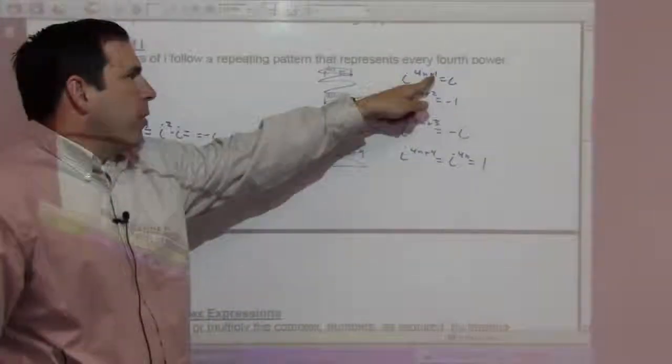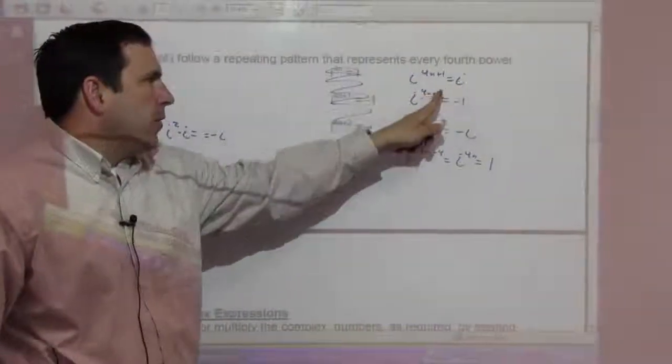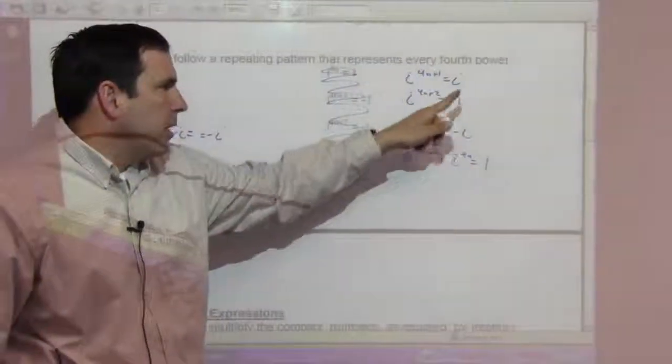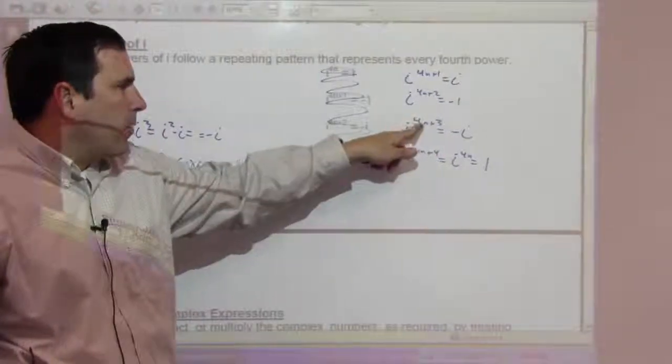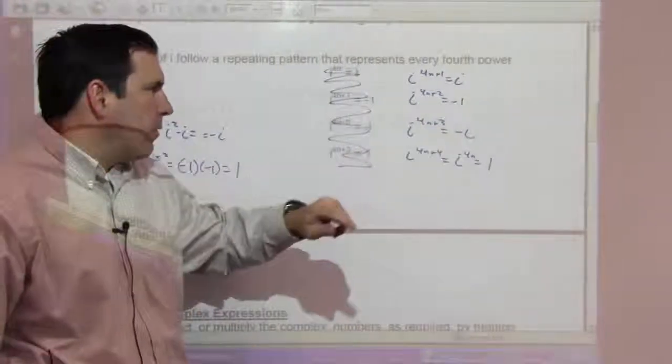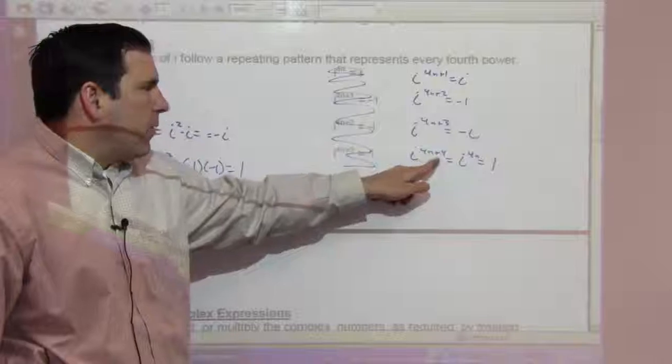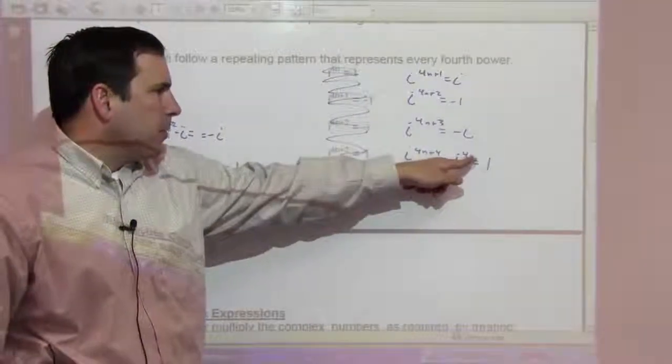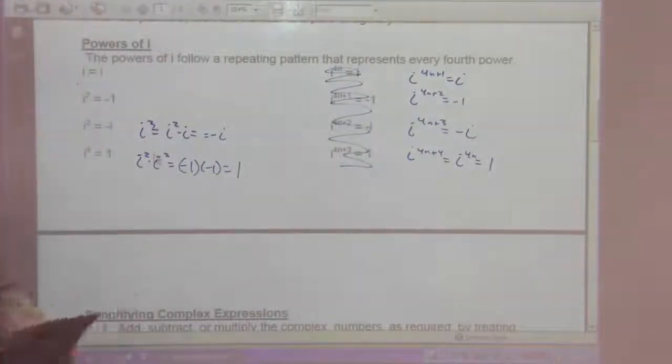Now what this is saying is, if you take that power and divide by 4 and the remainder is 1, you're going to have i. If you divide by 4 and the remainder is 2, you'll have negative 1. If the remainder is 3, you have negative i. If there is no remainder, you just have 1.